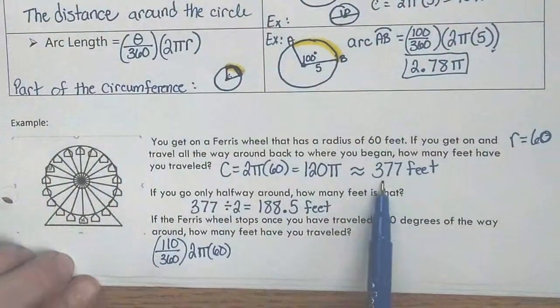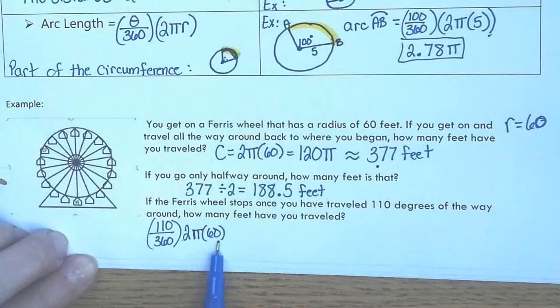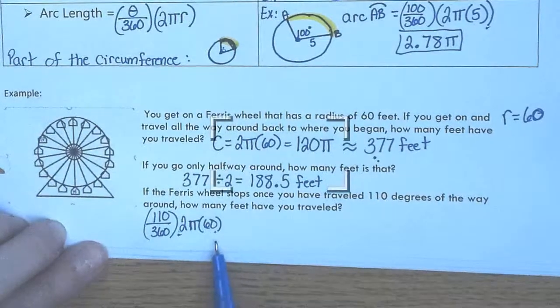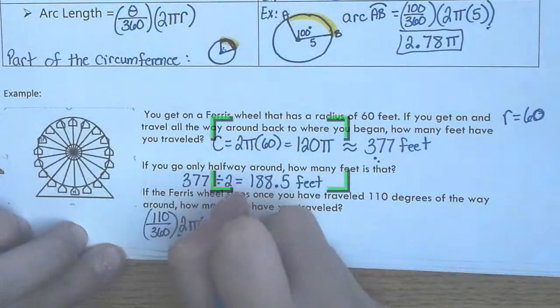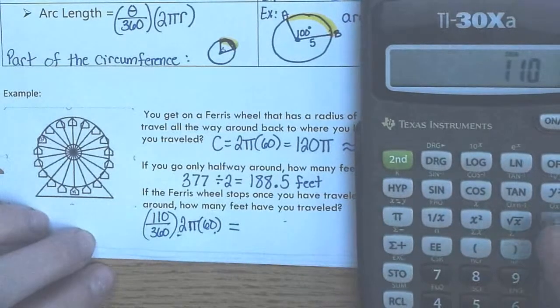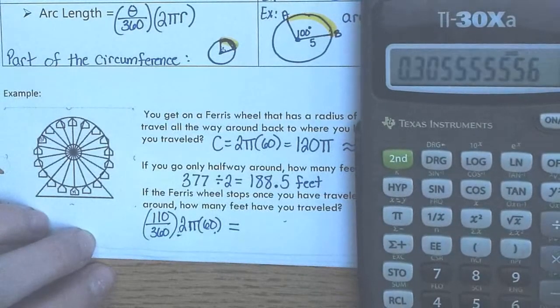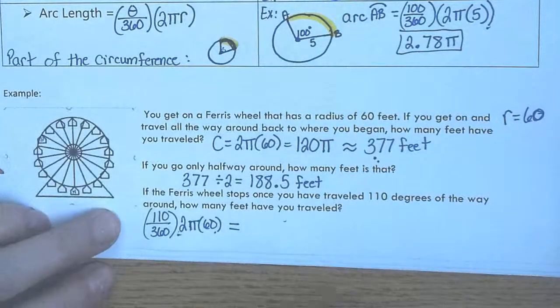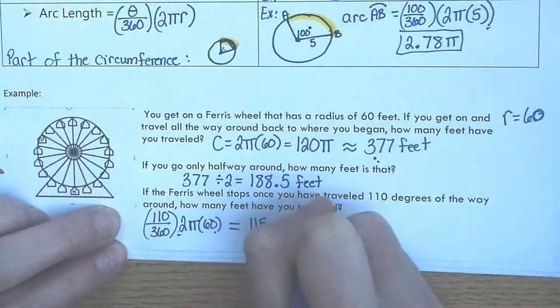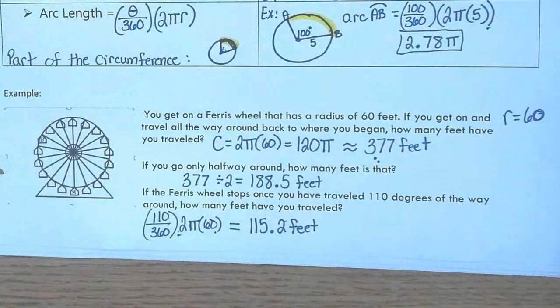And I could have just gone ahead and plugged in 377 feet for this, because I know that 2 times pi times 60 comes out to 377. I just didn't think about it soon enough to do that. So on my calculator, I'm going to do 110 divided by 360 times 377. And I get 115.2 feet. And that is all there is to circumference and arc length.